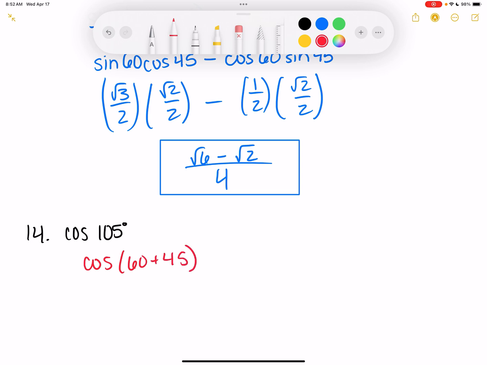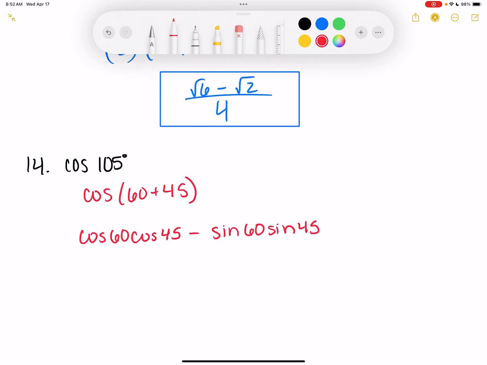So the formula for cosine is cosine 60, cosine 45, opposite sign with cosine, so minus sine 60, sine 45. So what is the cosine of 60? Half, 1/2. What is the cosine of 45? Root 2 over 2. Minus sine of 60, root 3 over 2. Sine 45, root 2 over 2.